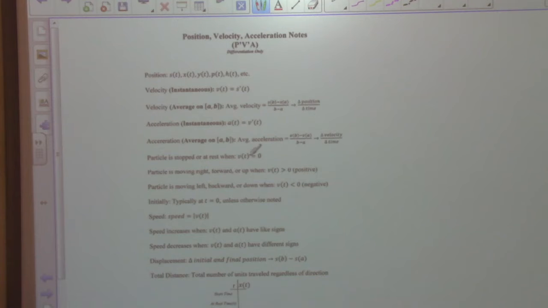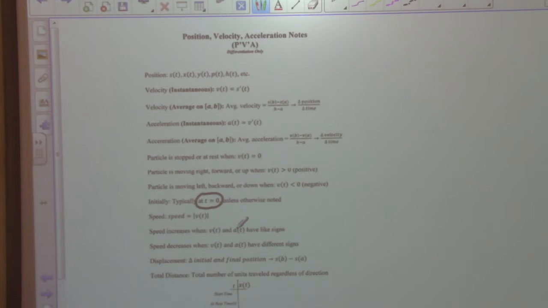And the particle is stopped or at rest when V of T is equal to 0. And what kind of number did I call that? It's a critical number. A critical number, thank you. So that's the number of evaluation. And then we have left, back, or down when V of T is less than 0. Initially, usually it's going to be T equals 0, because that's the way time works, right?